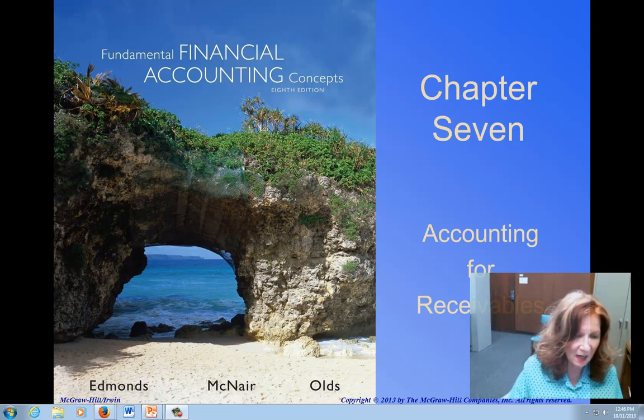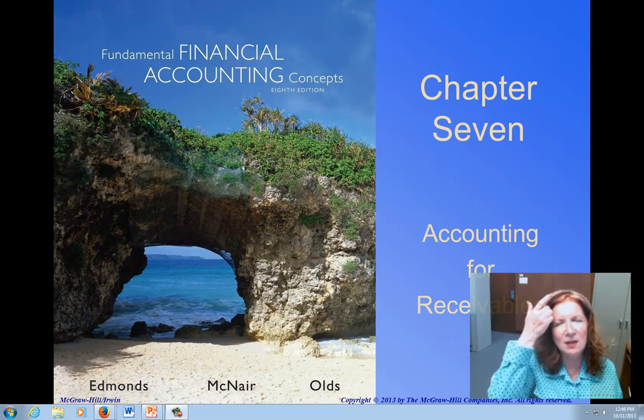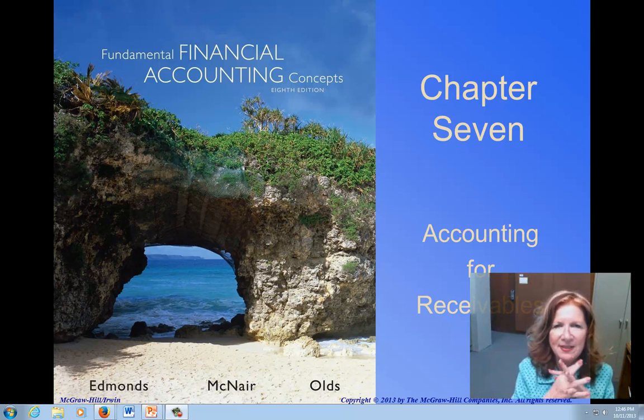Now then, in the chapter, they present to you the concept that it's possible that you might have to write off some of these accounts, that somebody might not pay anything. And so if you have to write it off, you always write it off to the allowance.